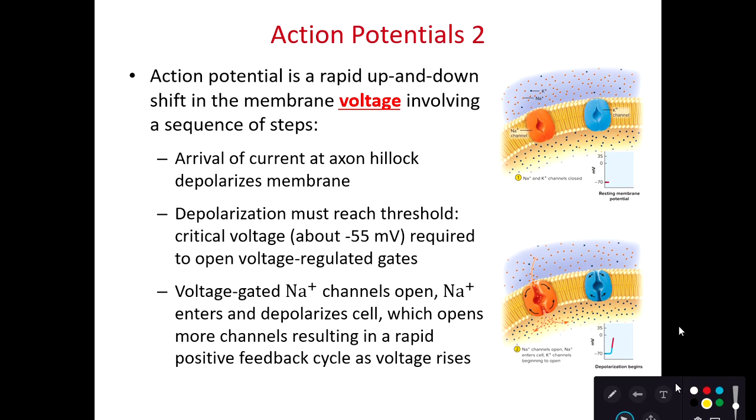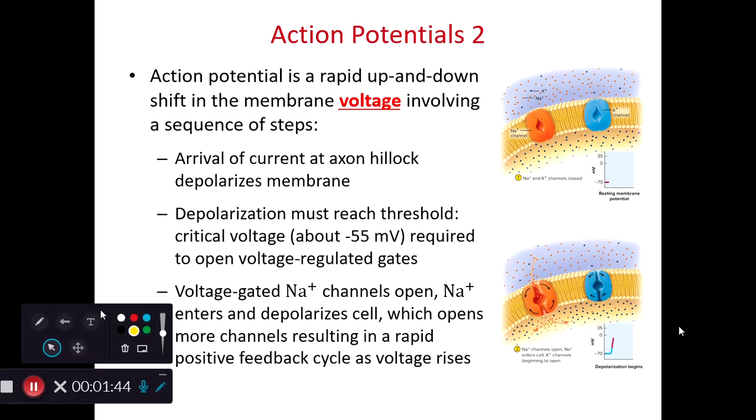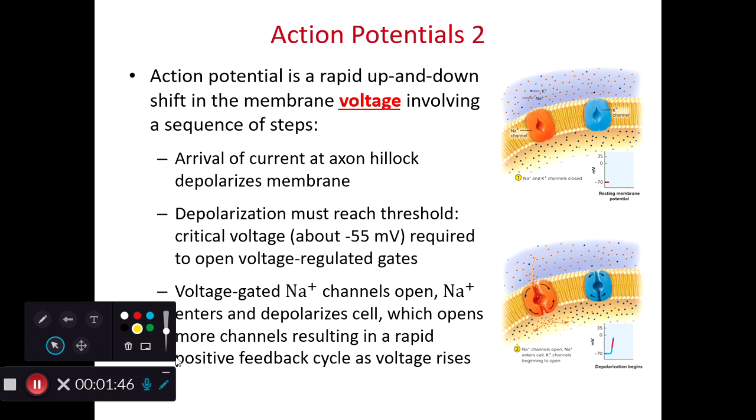So as we're looking at this process of generating the action potential, here's a better spot. I wish I could make this icon smaller.